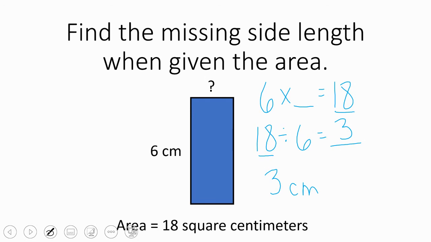So if you are missing one of your side lengths, but they give you the area, use your knowledge of fact families to rewrite the equation into a division sentence and solve for that unknown number.